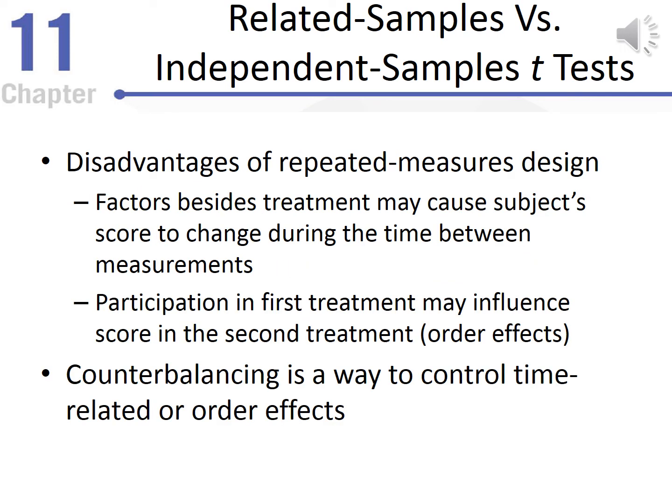But the repeated measures design is not perfect. It has some notable disadvantages that have to be accounted for. One pertains to the passage of time. So factors beside the treatment effect may cause the subject's score to change during the time between the two measurements, and that is variance which has to be accounted for. Second, related is the fact that participation in the first treatment may in some way influence the person's score in the second treatment, and this is called an order effect.